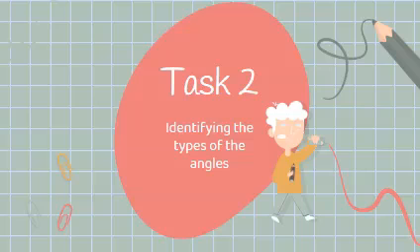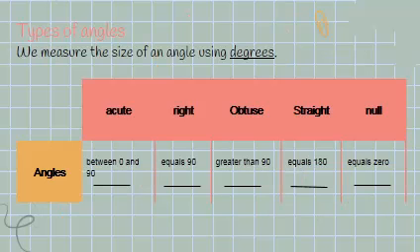Now identifying the types of the angles. An angle could be acute, right, obtuse, straight, or none. Acute if the angle is between 0 and 90. So suppose, for example, it measures 30 degrees, then this angle is acute. So any number between 0 and 90, it's an acute angle. If it's exactly 90 degrees, then this angle is right. If it's greater than 90, then it's obtuse angle. If it's equal to 180, then it's straight.